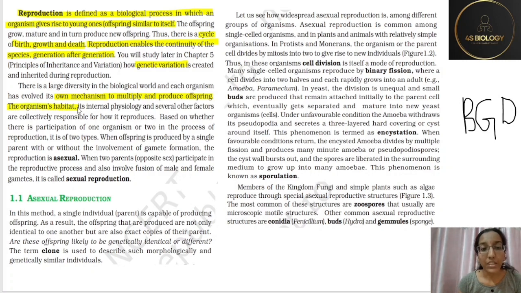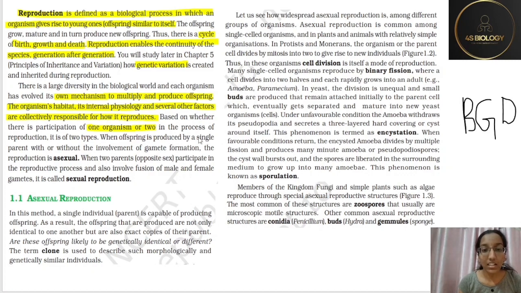The organism's habitat, its internal physiology, and several other factors are collectively responsible for how it reproduces. These are the factors causing the reproduction, that is the organism's habitat and internal physiology, and there are several other factors also. Based on whether there is a participation of one organism or two in the process of reproduction, it is of two types. ಏನಾಗುತ್ತೆ, one organism or two, idra mele reproduction is divided into two types.